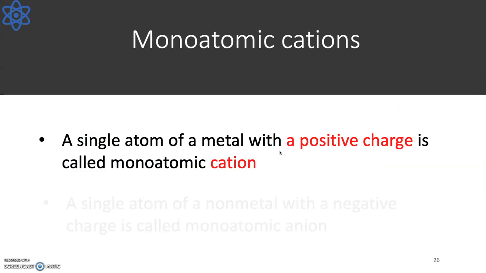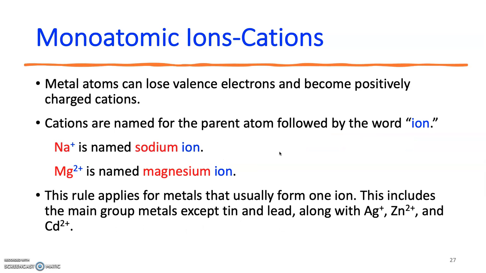First, let's talk about monoatomic cations. A single atom of a metal with a positive charge is called a monoatomic cation. Metal atoms, as you know, can lose valence electrons and become positively charged cations. So cations are named for the parent atom, followed by the word ion.